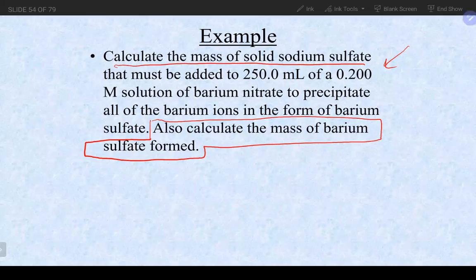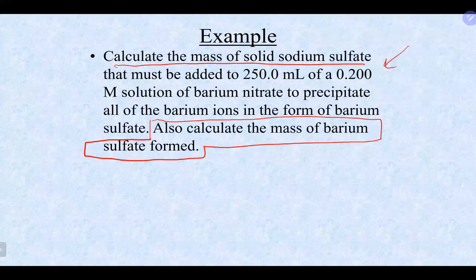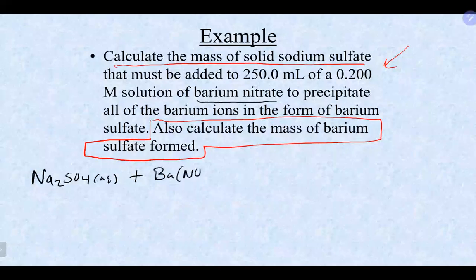So it is a stoichiometry problem, which means we are not given the actual equation. That is where we want to start. We're looking for the mass of sodium sulfate, and that would be Na2SO4, sodium being +1 and sulfate being -2. So when we put it together, we get Na2SO4. That is added to barium nitrate, Ba(NO3)2, again nitrate being -1 and barium being +2.